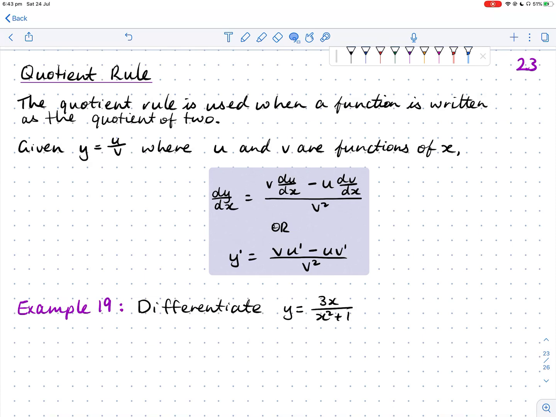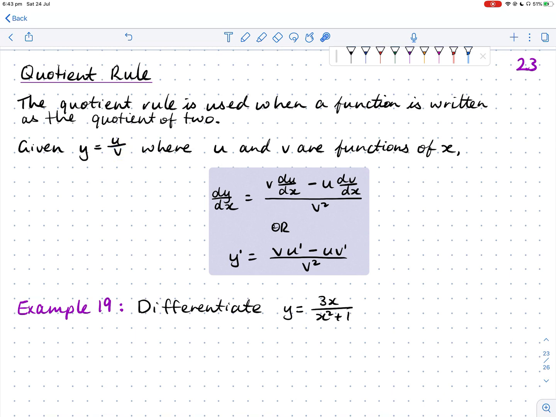The next rule that we're adding to our toolbox is called the quotient rule. As the name suggests, it's when we're looking at differentiating something that is in a fraction, okay? Quotient means division. So if I give you that y is u over v, so we're still using u and v as our notations, u is the numerator, v is the denominator.